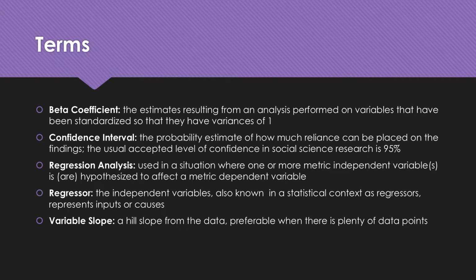Looking at the terms, the first term that we have is the beta coefficient, or the beta, or coefficient separately, which is the estimate resulting from an analysis performed on variables that have been standardized so that they have variances of 1. Next is the confidence interval, which is the probability estimate of how much reliance can be placed on the findings. The usual accepted level of confidence in social science research is 95%.